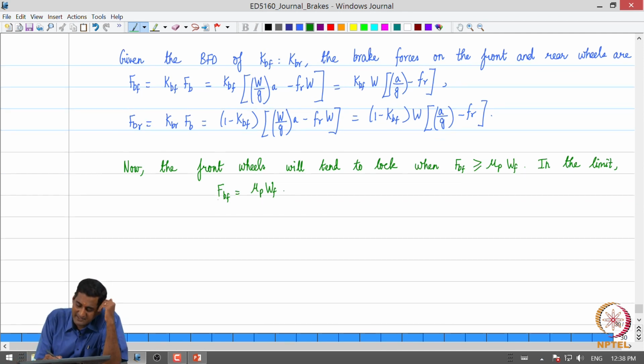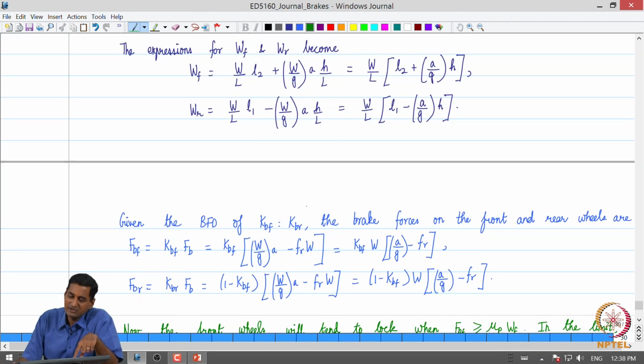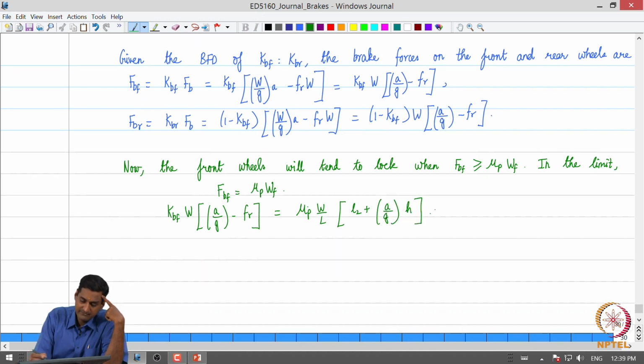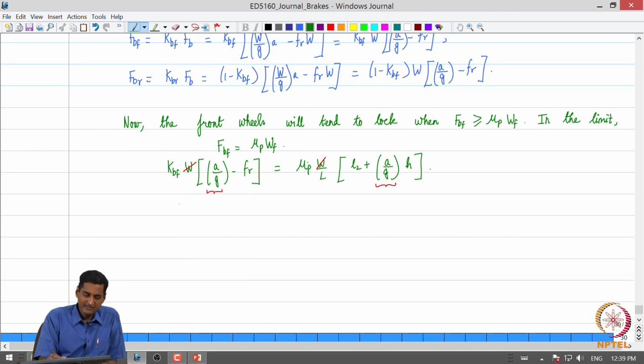So, let us look at the limiting case. FBF is going to be equal to KBF W times A by G minus FR. How did we get this? From the above expression, and then mu p times WF. If we go up, we already have the expression for WF, that is going to be W by L times L2 plus A by G H. Here we can see that W and W cancel off. Now there is an A by G on the left hand side and A by G on the right hand side. We just do some simple algebra and then find an expression for A by G.